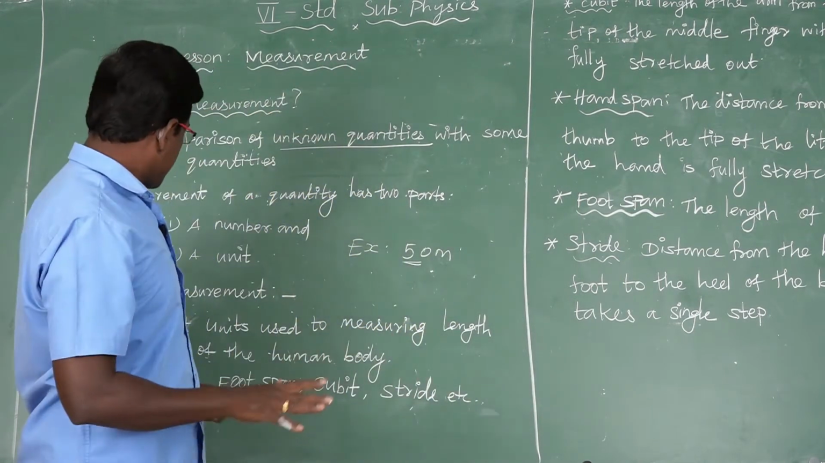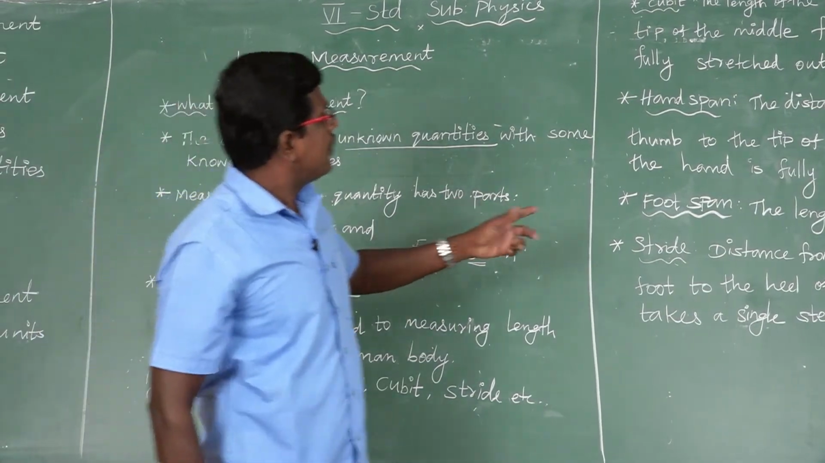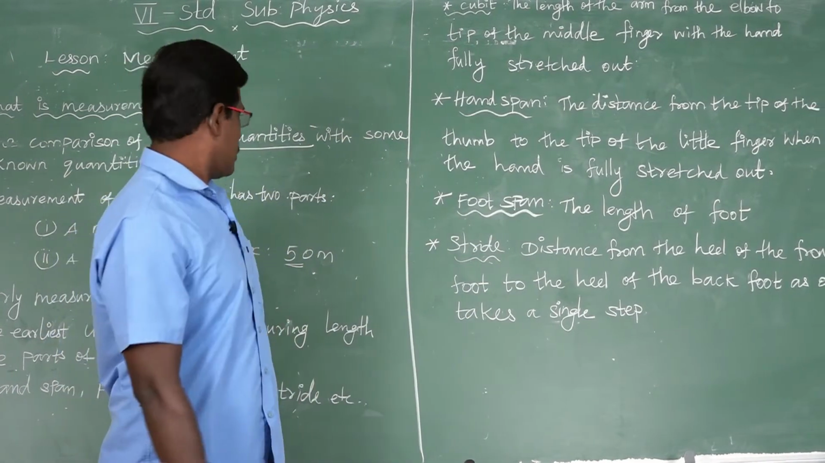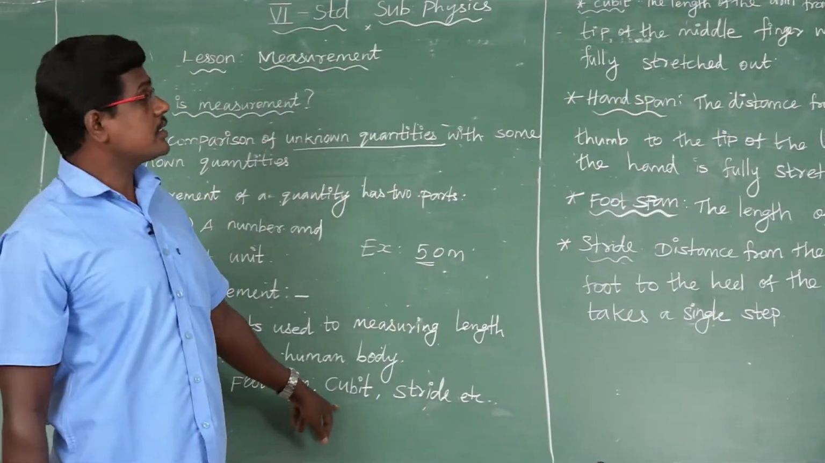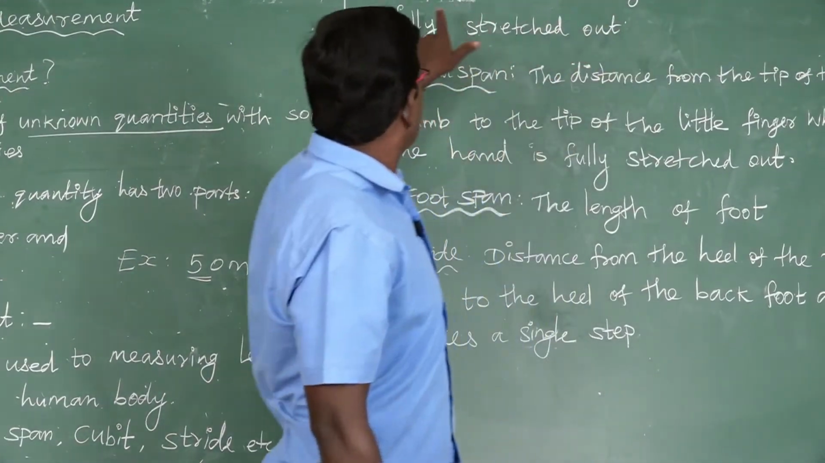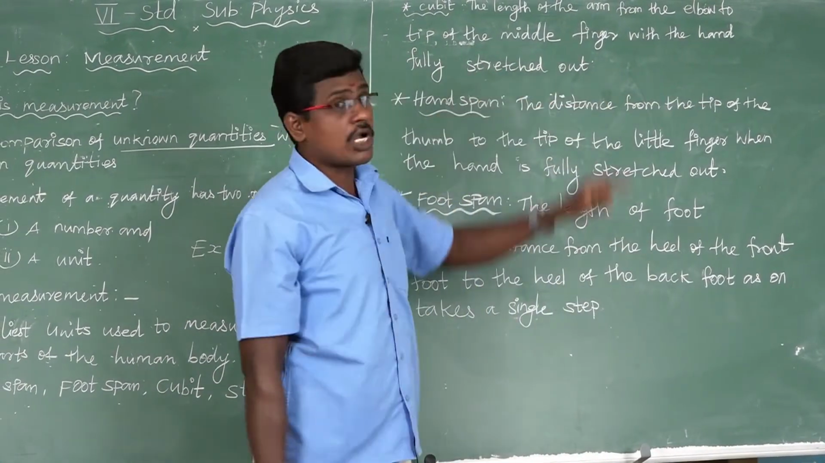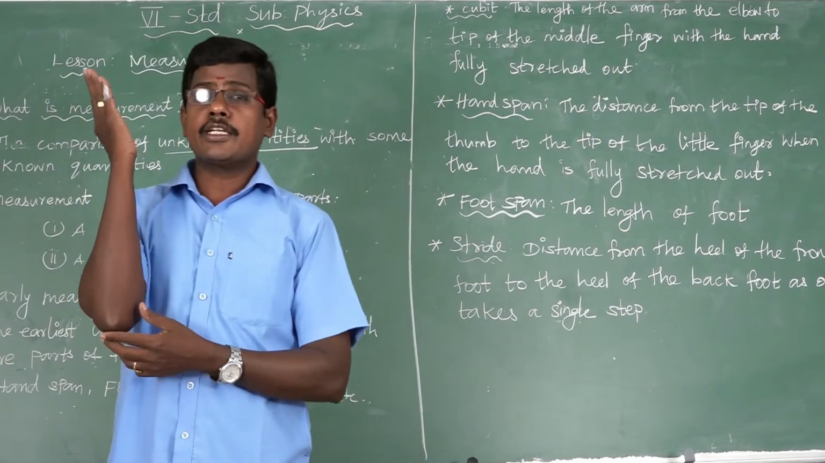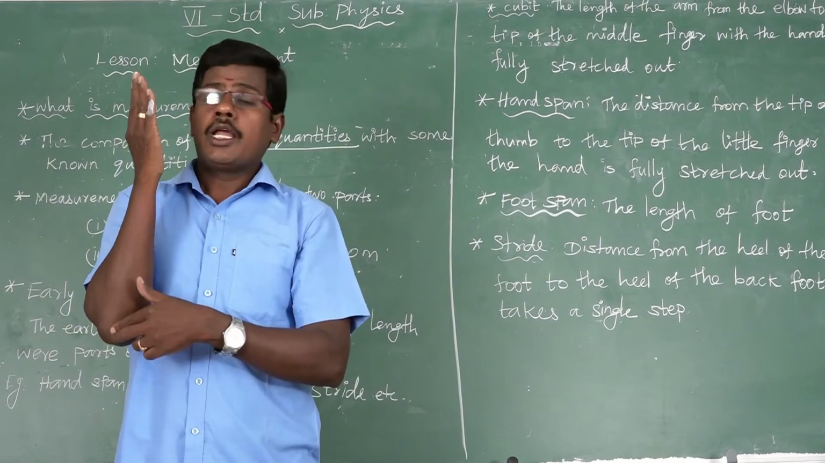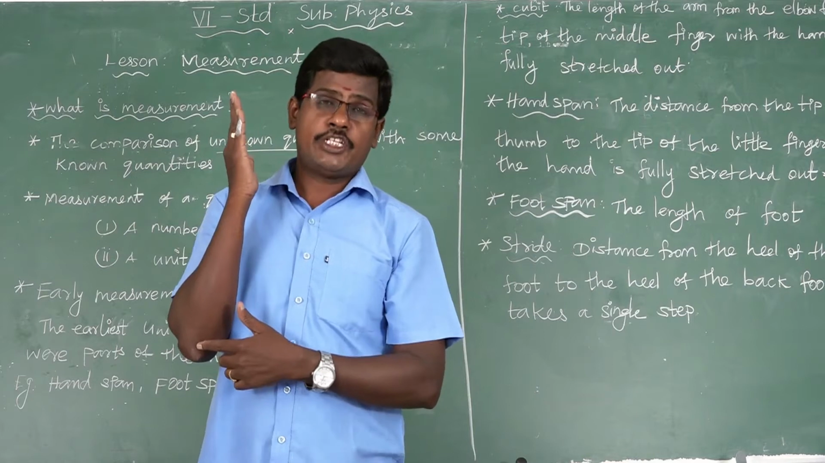Next, what is a foot span? Foot span is the length of the foot. Next, cubit. What is a cubit? The length of the arm from the elbow to the tip of the middle finger with the hand fully stretched out. This distance is called a cubit.